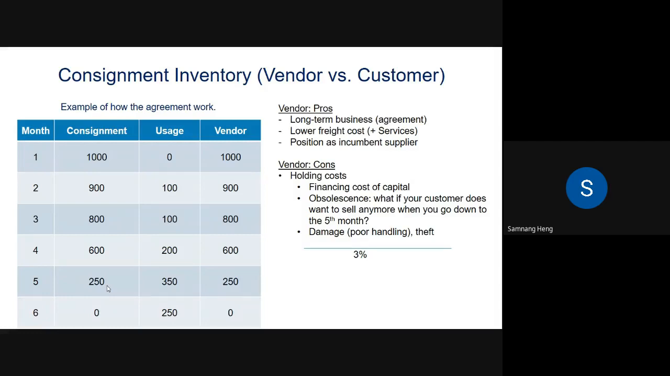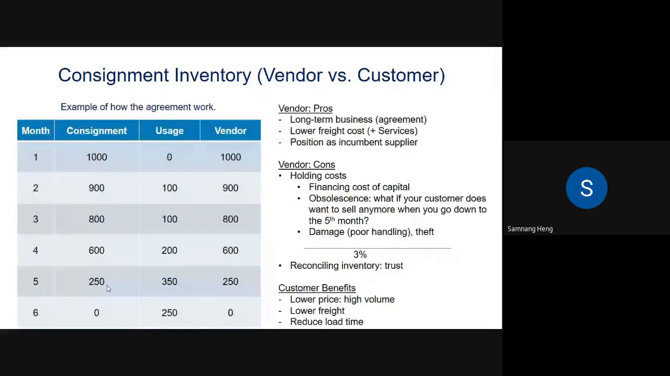Usually the holding cost, based on the research, is around 3% of the money that we earn from selling the products. Yes, the holding cost.